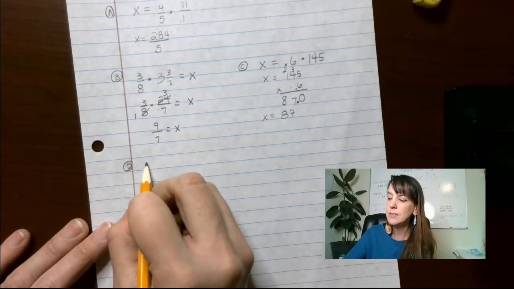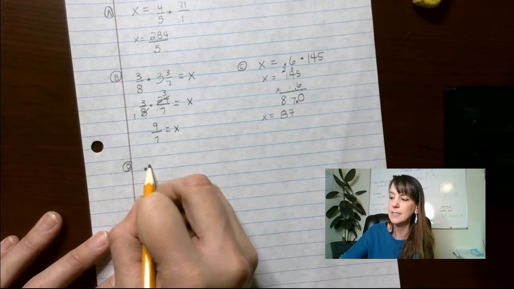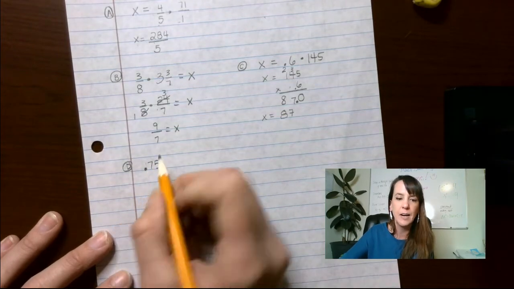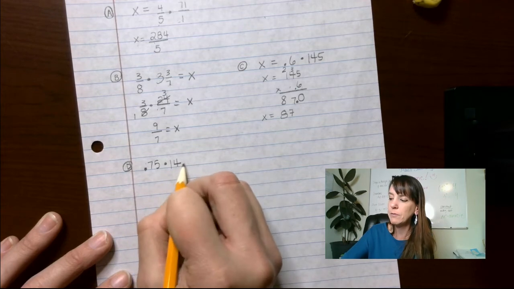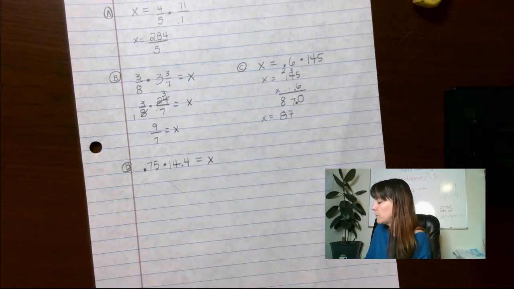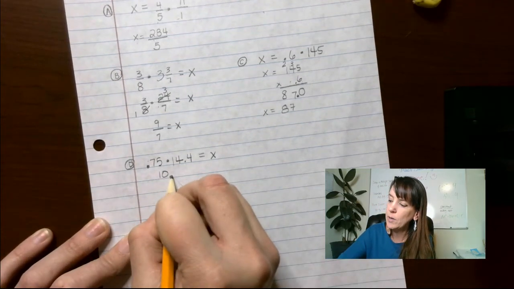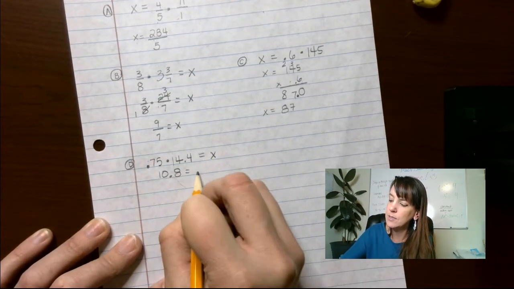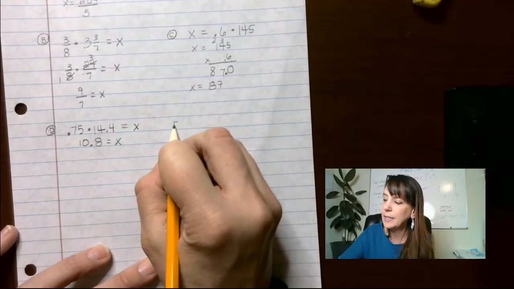D. 75 hundredths of 14.4 is what number? Now you can write this two ways. You can write it as a fraction or as a decimal. I'm going to write it as a decimal. 75 hundredths of, means multiply, 14.4. So we want to multiply 0.75 times 14.4, which will give us 10.8 equals X.